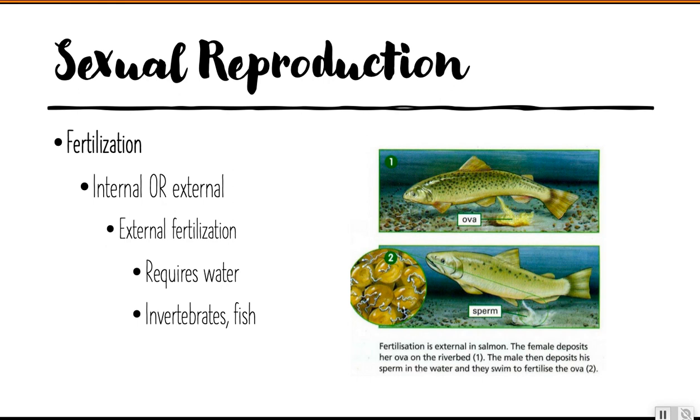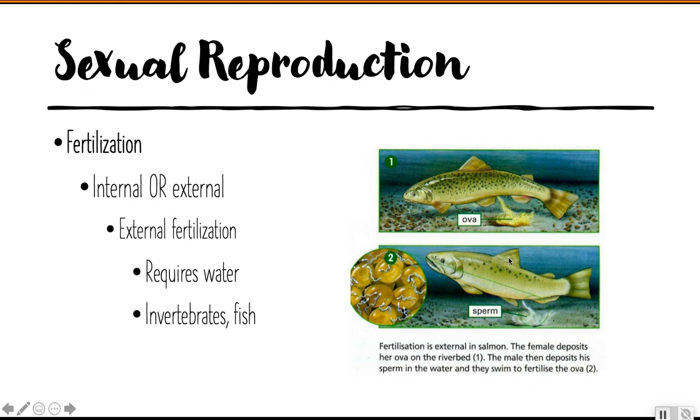Most invertebrates and fish engage in external fertilization. So what happens is they release gametes into the water, and then those gametes are able to mix.